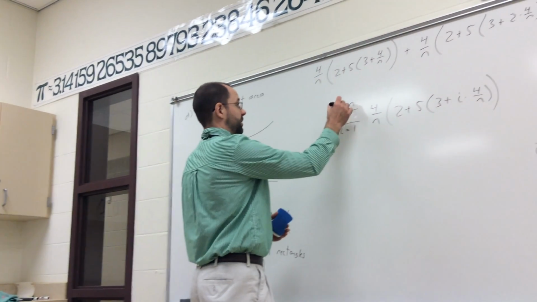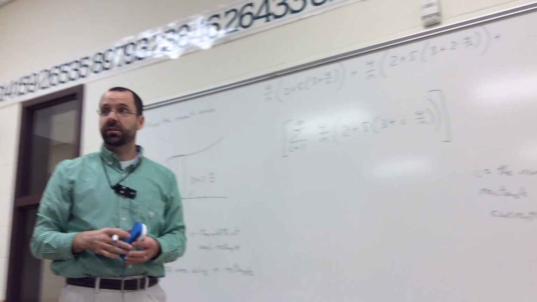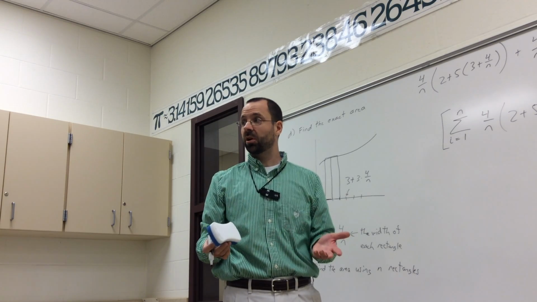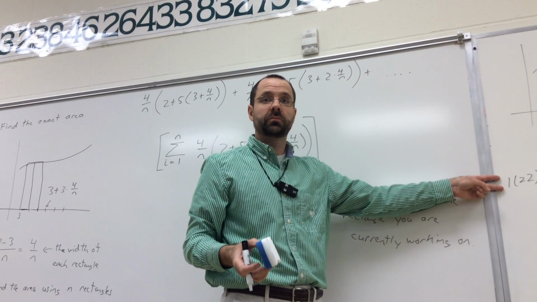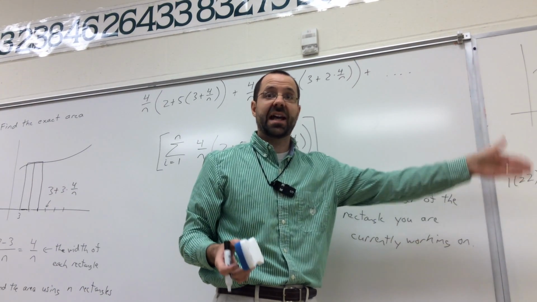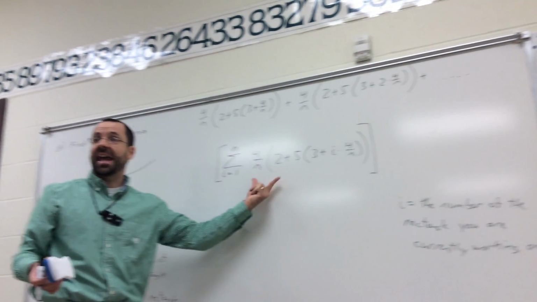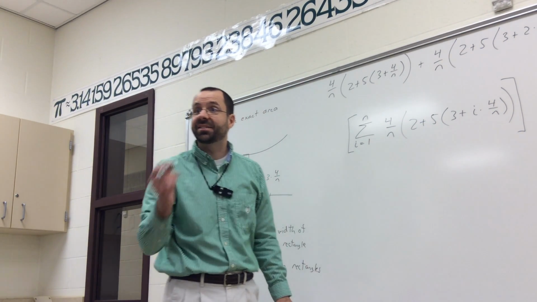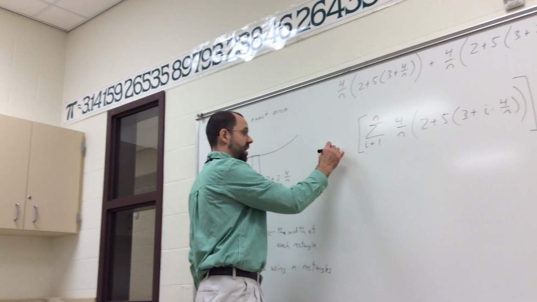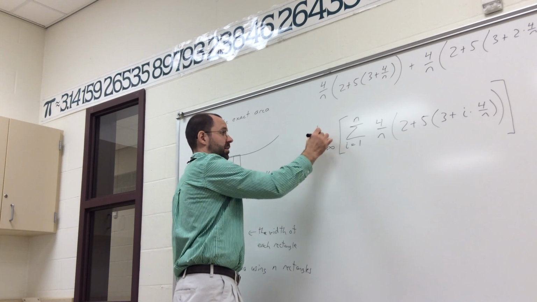Okay, now this mess is the approximate area. For example, if n was 4, it would look like this: 4 things added together. If n was 8, this mess would end up being 8 things added together. So this is the approximate area. So in order to find the exact area, I've got to take the n and make it get bigger and bigger, and then take the limit of that.